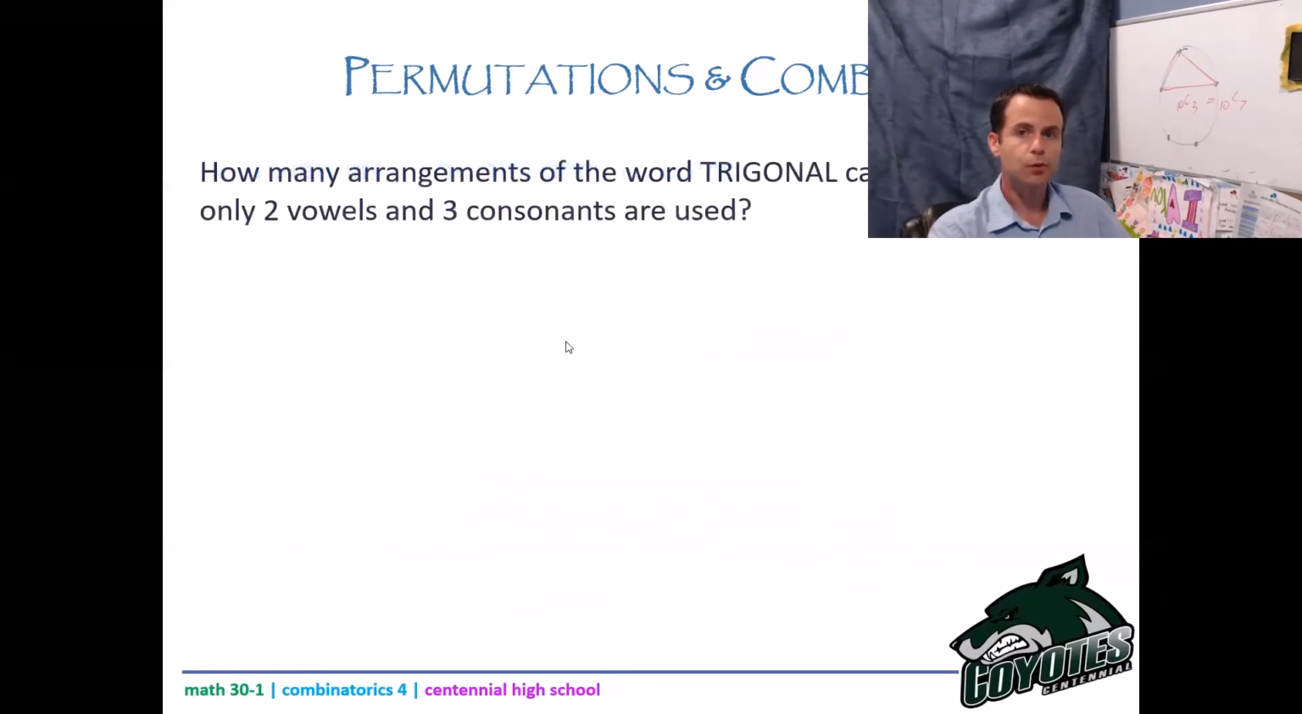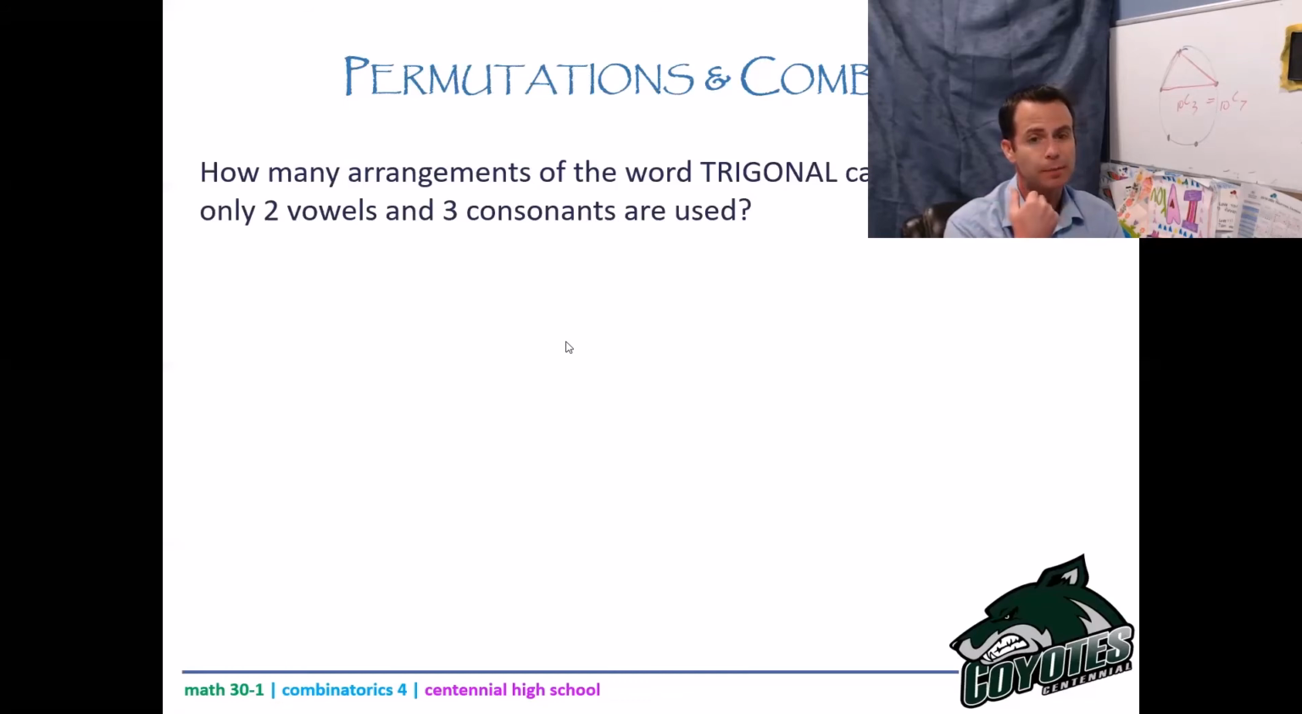Okay, so where does this play into practice? How many arrangements of the word trigonal can be made if only two vowels and three consonants are used? Well, here's what you need to see. I, O, and A, there are three vowels in trigonal.